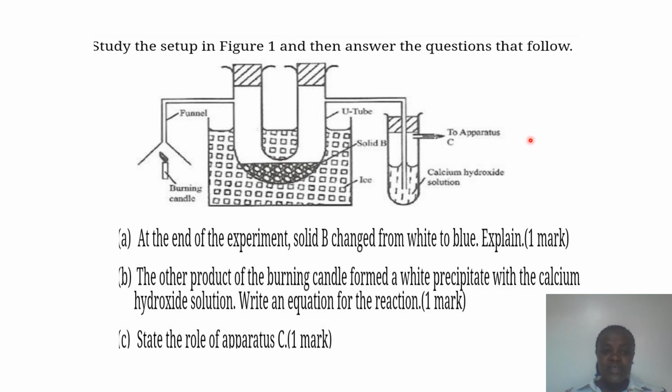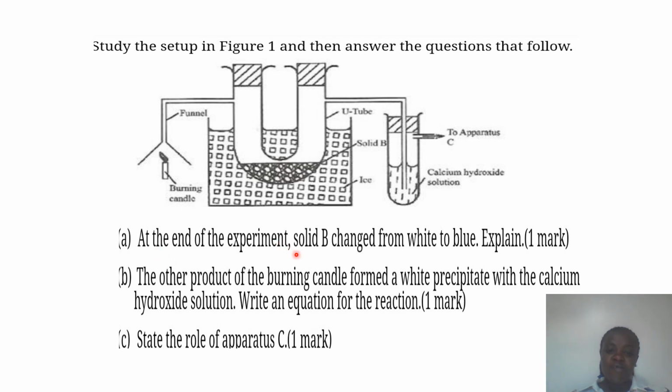Let us look at this other question here. Study the setup in figure 1 and then answer the questions that follow. We are burning a candle again. This is a funnel, then a delivery tube. We have solid B, so we can tell what is solid B. Then again another delivery tube to another test tube here where we have calcium hydroxide solution, then to this is a suction pump, to apparatus C. So that is to the suction pump.